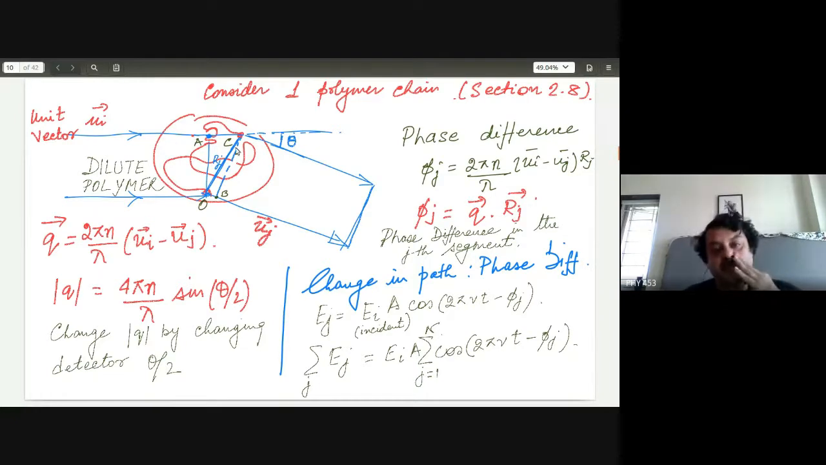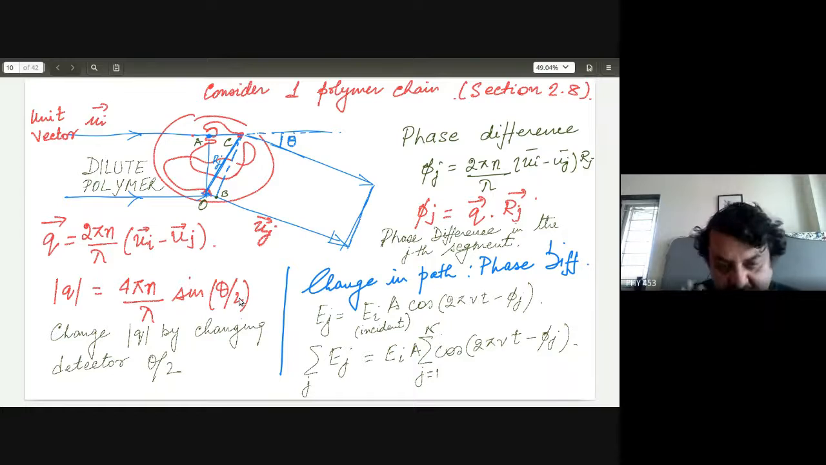So from the same point you can have different values. If you change where you are collecting the light for interference, if you change theta, you will get different values of q vector, and the magnitude q can be written as, after doing some algebra, 4 pi n by lambda sine theta by 2.